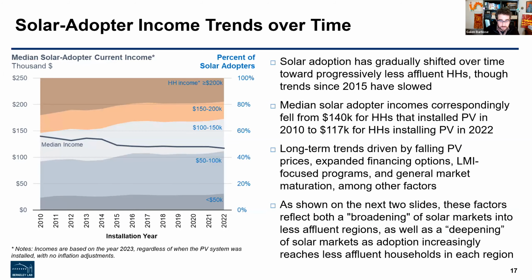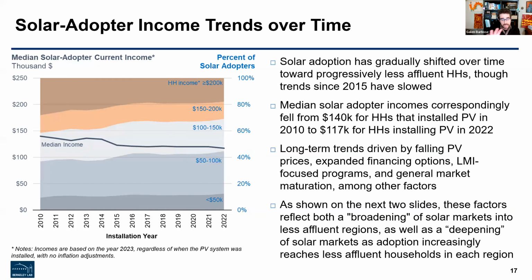So now we're going to look at some time trends. The figure here shows a couple different things, but basically it shows that there has been a slow but nevertheless discernible and steady decline in the income skew over time. If you look at the line, which shows the median income of solar adopters, you can see that slow but steady downward slope.